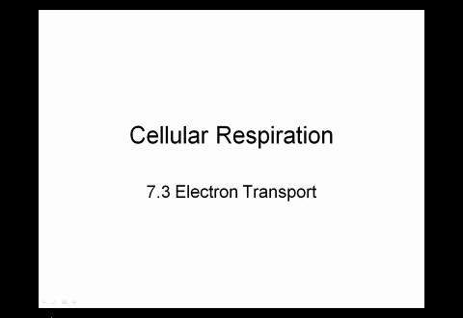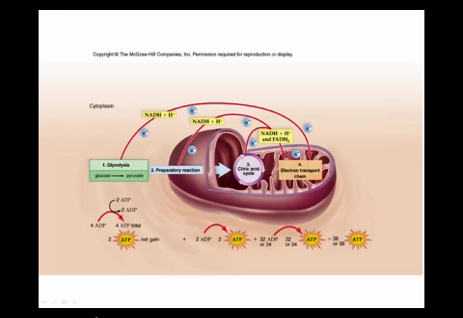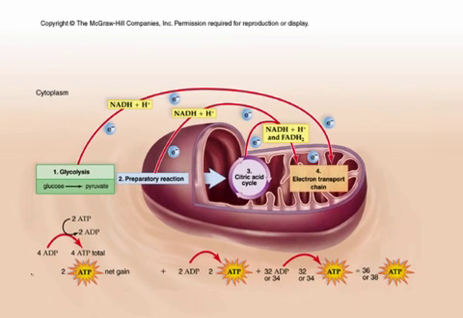7.3 Electron Transport. So glycolysis was outside the mitochondria, produced some pyruvate. The pyruvate feeds into the preparatory reaction where we form acetyl-CoA. Acetyl-CoA feeds the citric acid cycle.